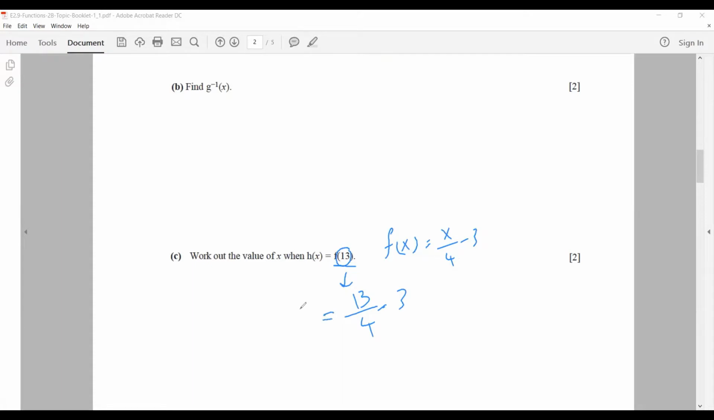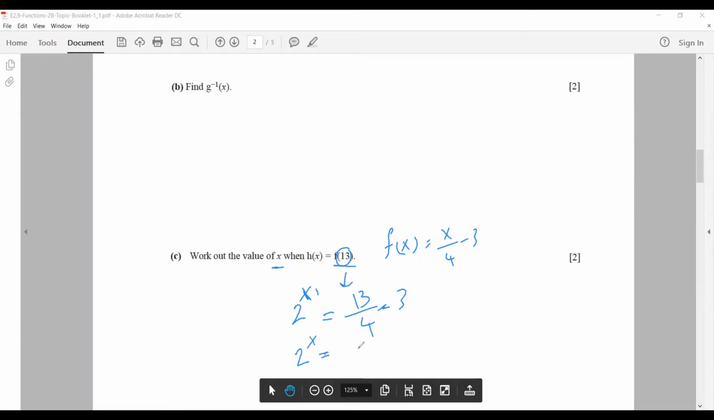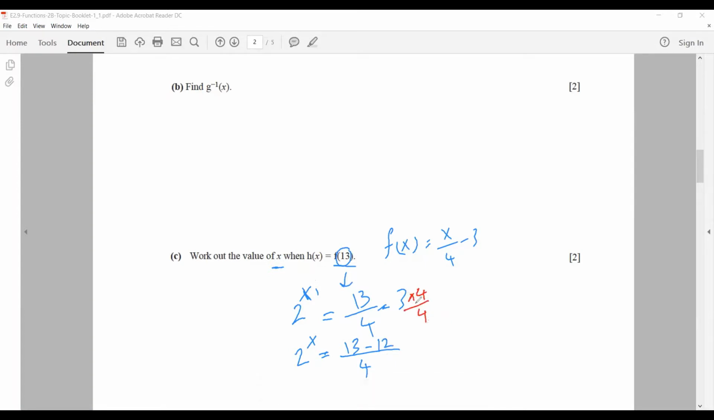And on the other side, we have h of x, which is 2 raised to the power of x. And you're asked to find x. So this is an exponential equation, guys. As you can see, the unknown is in the power. So if you recall from the law of indices, you can solve this easily, but let me deal with the right hand side first. This is 13 minus 12 over 4, right? You multiply 3 by 4 and then divide it by 4. So you get 12 over 4, and the answer is 1 over 4.